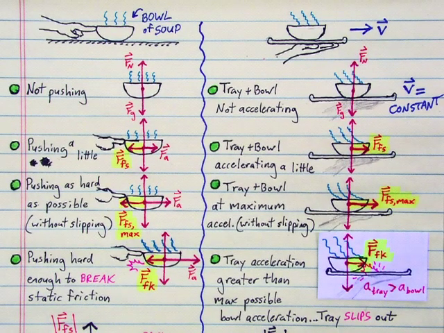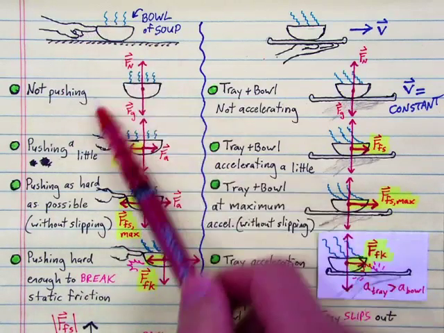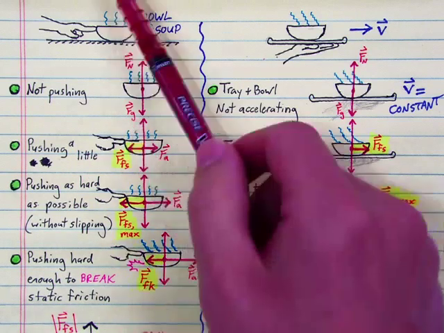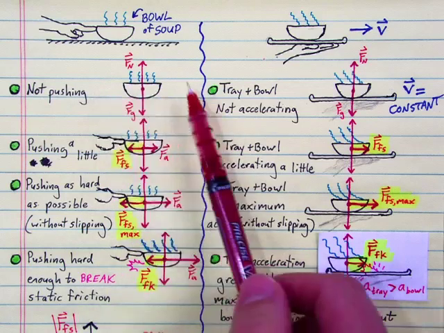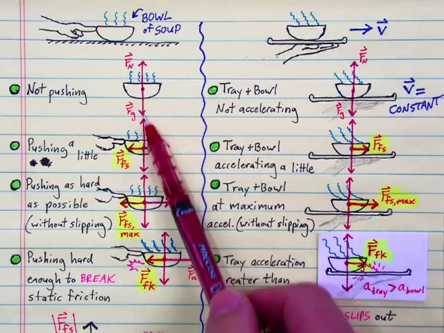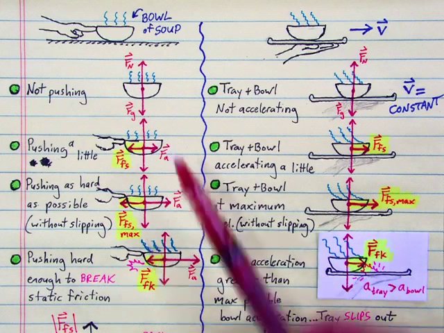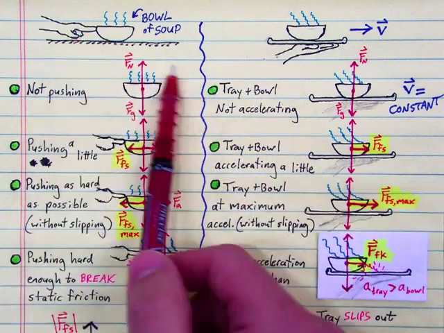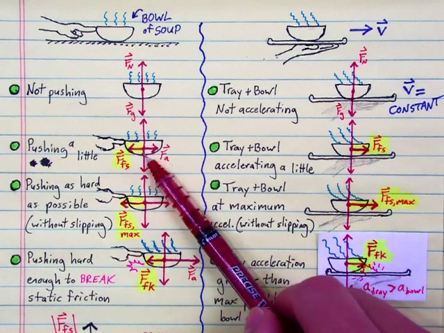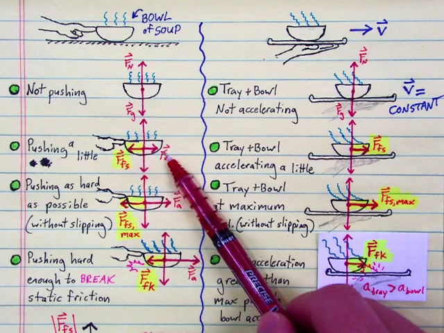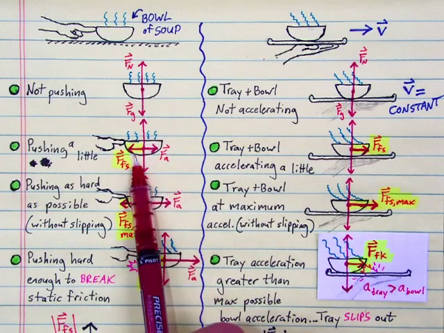Suppose I've got some bowl of soup here that I'm going to push across a tabletop. And let's look at a few different scenarios as I push harder and harder. First, if I'm not pushing, then there is no force of friction. There's just the normal force and the force of gravity, which I've stopped labeling in the rest of the diagrams to keep things from getting too cluttered. If you're not pushing, there's no friction. As soon as you start pushing a little to the right, a little force of static friction shows up to oppose that, matching my applied force, keeping the bowl at rest, preventing the bowl from slipping.